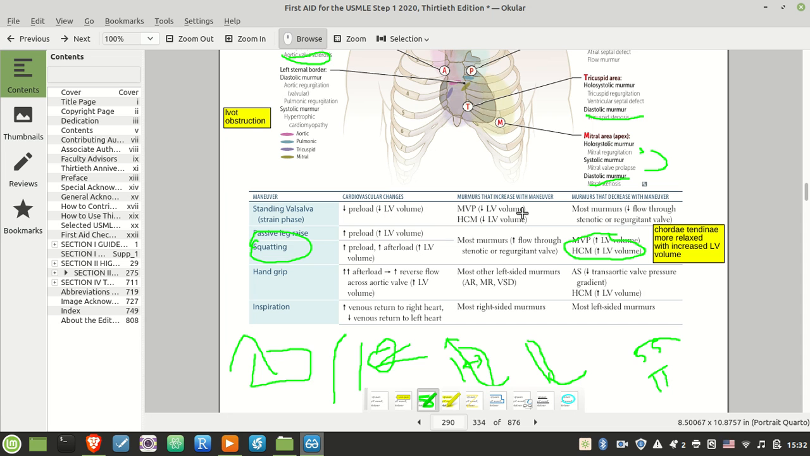All right, so there you go. What else? Hand grip. Why does hand grip decrease aortic stenosis?